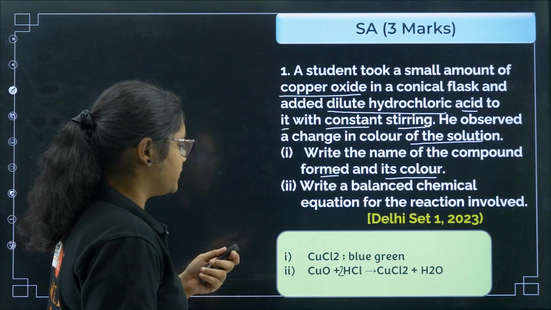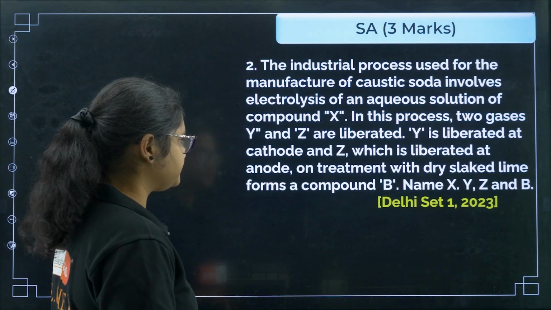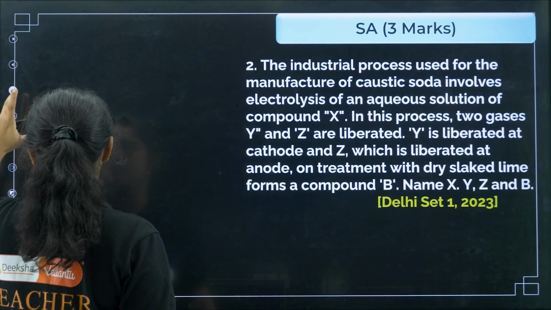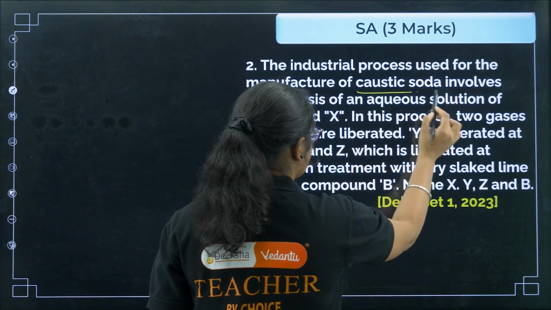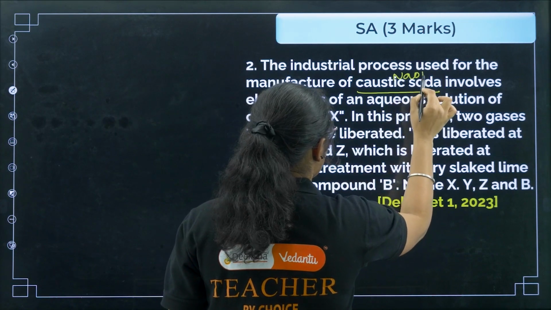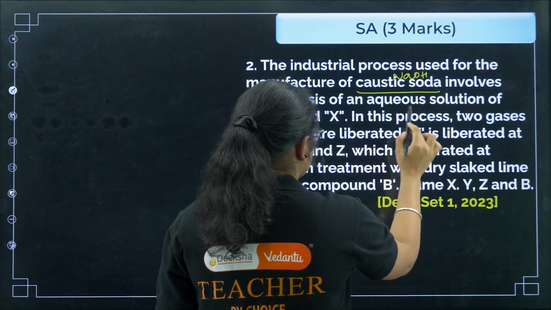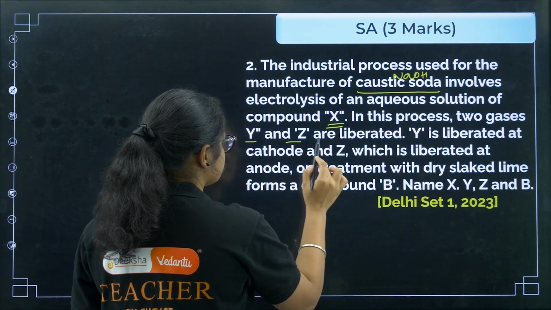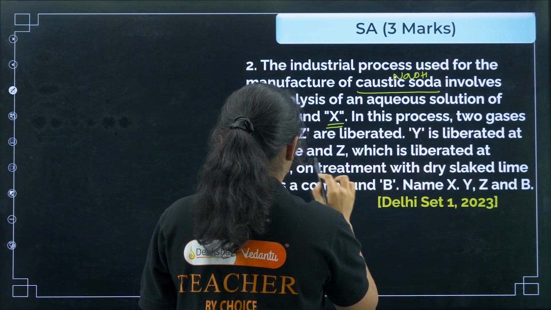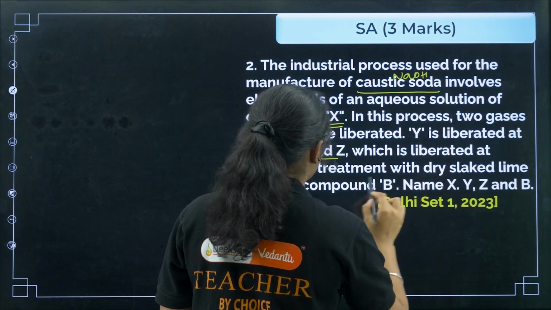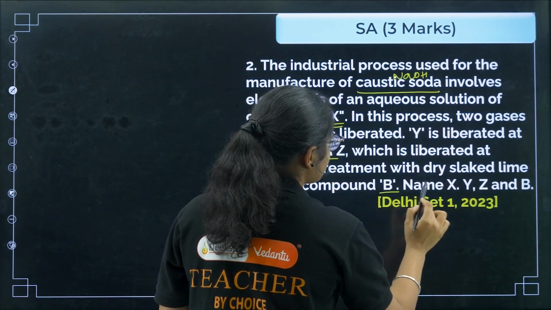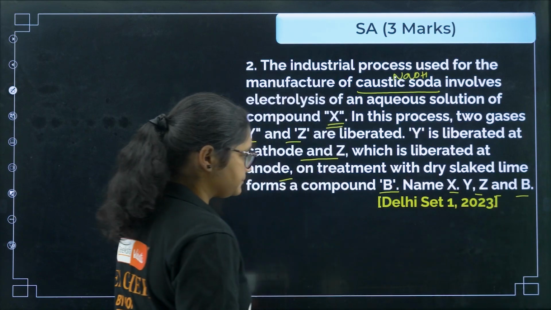Next question number 2. The industrial process used for the manufacture of caustic soda, so caustic soda is nothing but NaOH, involves electrolysis of an aqueous solution of compound X. In this process, 2 gases Y and Z are liberated. Y is liberated at cathode, Z is liberated at anode. Z on treatment with dry slaked lime forms a compound B. Name X, Y, Z and B.